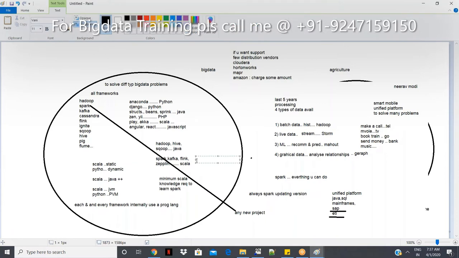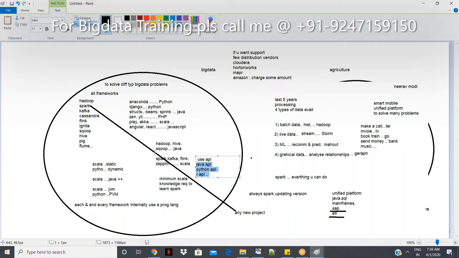In this framework, internally it uses different types of APIs. What are those APIs? Java API, Python API, or R API. What it does is, if you are writing Java code, that Java code is converted into something Spark understands. Python code, that Python code is converted into something Spark understands. The R API converts R language into something Spark understands. That means Spark internally uses different types of APIs, and what those APIs do is convert the code to something Spark understands.